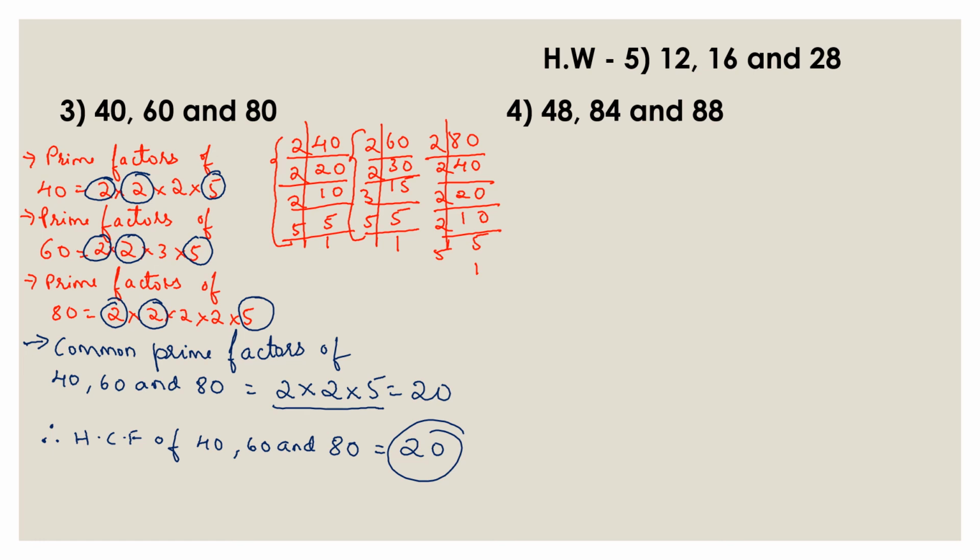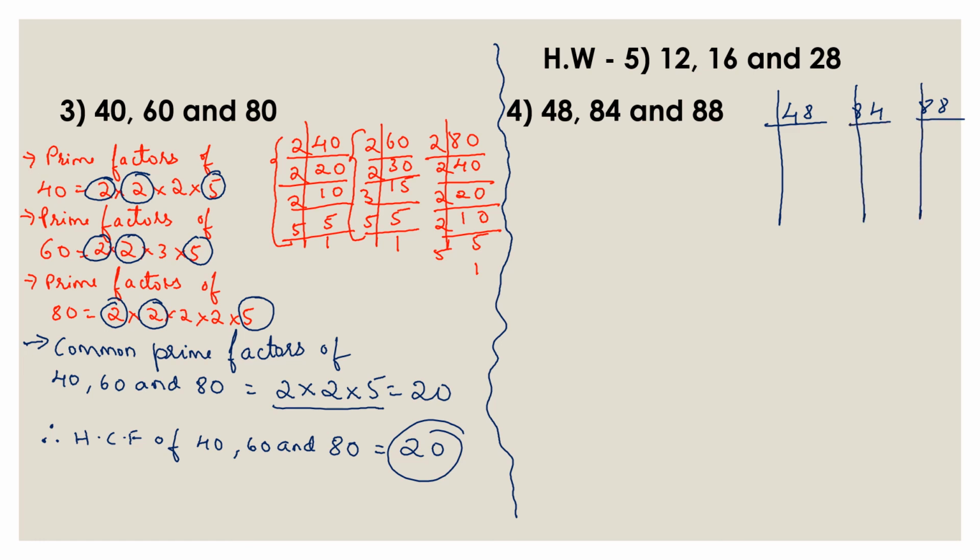So let's go for number 4. Let's divide here. Number 4 is 48, 84 and 88. So let's divide the numbers by taking the smallest number. The smallest number we can take is 2. 2 24s are 48, 2 12s are 24, 2 6s are 12, 2 3s are 6 and 3 1s are 3.